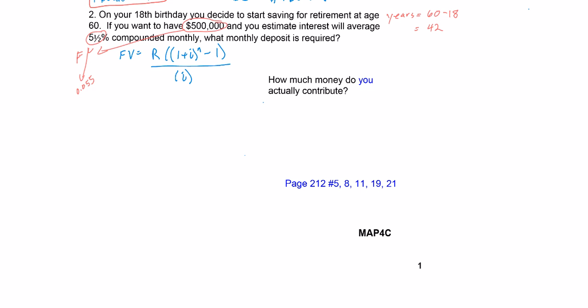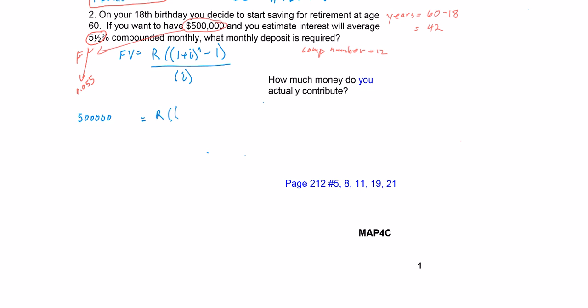So let's go through this. Our future value is 500,000. Our R value is what we're looking for, because that's where we're asking for our monthly deposit. And it just told us what our compounding number is. Because it's monthly, the compounding number is equal to 12. So now let's do our substitution.